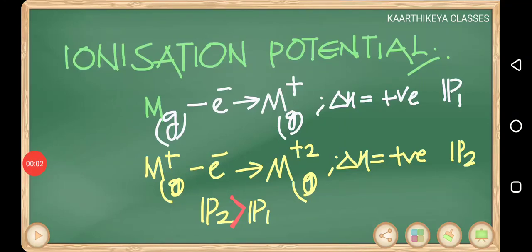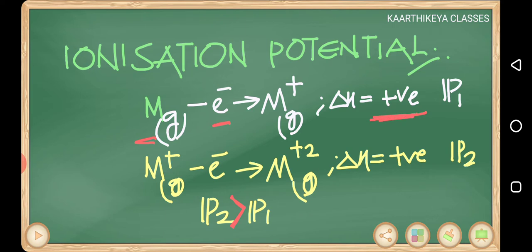Hello. In this session, we'll discuss ionization potential. Ionization potential or ionization energy is the amount of energy required to remove the electron from a neutral isolated gaseous atom. It is the amount of energy required.